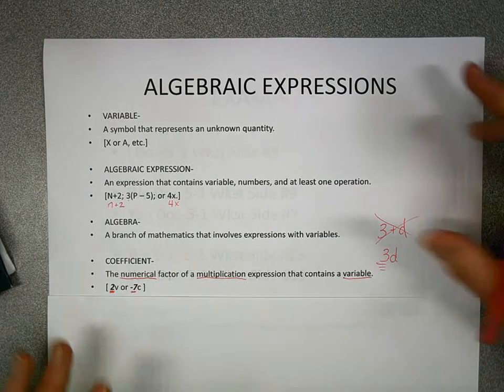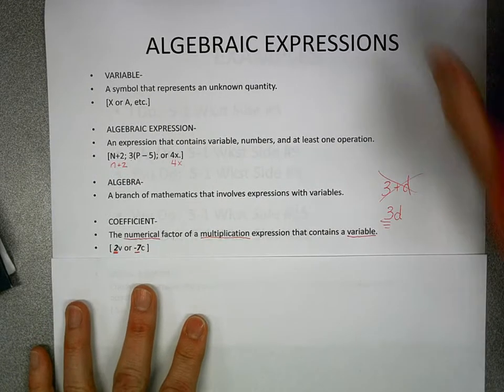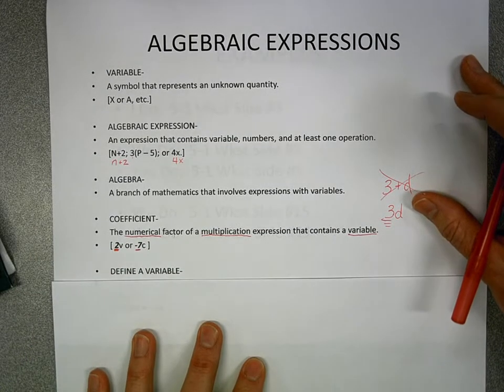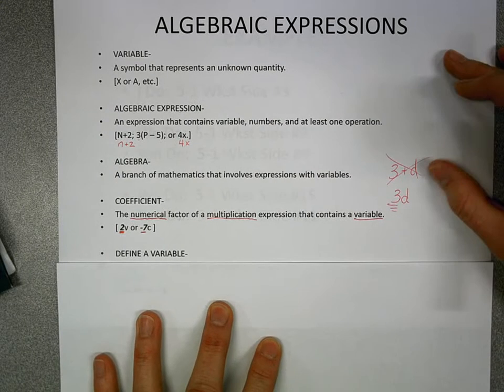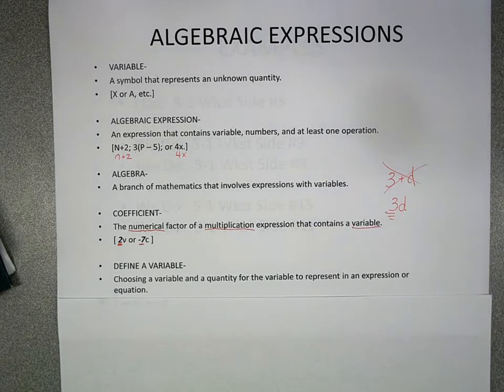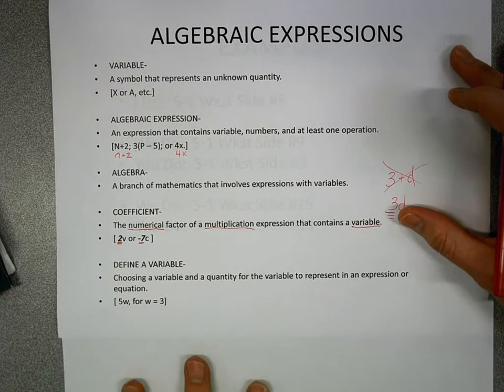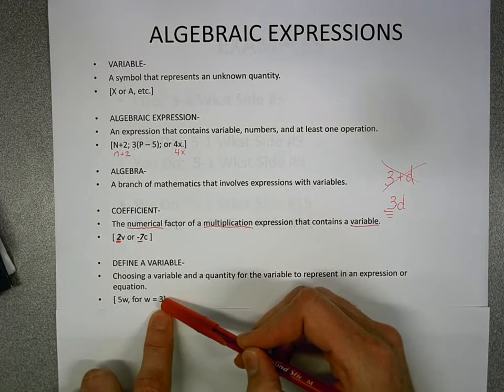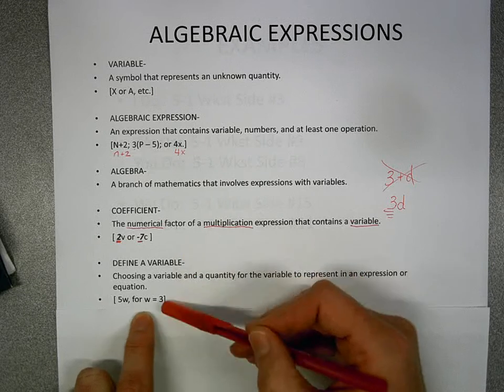Now this is the last vocab. All right, this last vocab, it's not even a word; it's almost like a sentence. You're just going to see it in directions, so you need to know what it means when you see it, and that is define a variable. Everyone. Define a variable. All right, so here's what you need to write down. This is what the book says it is. Choosing a variable and a quantity for the variable to represent in an expression or equation. So this is going to look familiar because we just did a problem like this on our POD. 5w for w equals 3. They just defined the variable. They said the w is 3. So when it says something about defining a variable, that's what it's talking about.